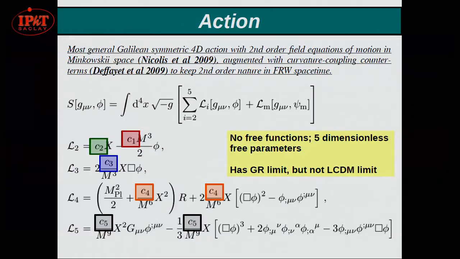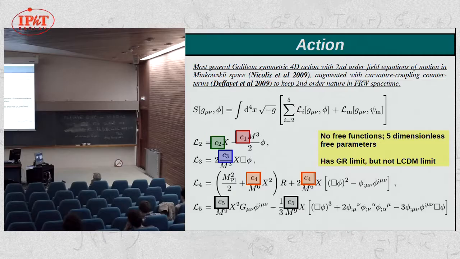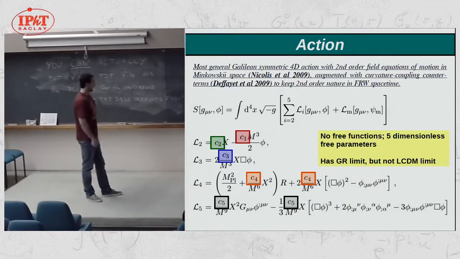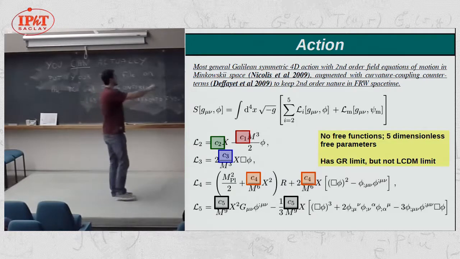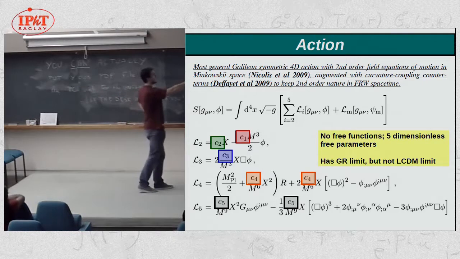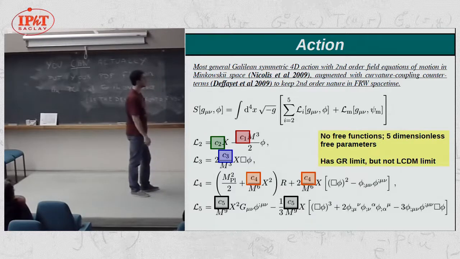So this model has no free functions, which is something I like about it. Your freedom is in the value of these 5 constants. It has a GR limit when these 5 constants go to 0, but it doesn't have a lambda CDM limit, meaning there's no choice of these parameters that makes this whole thing behave like R plus a cosmological constant.